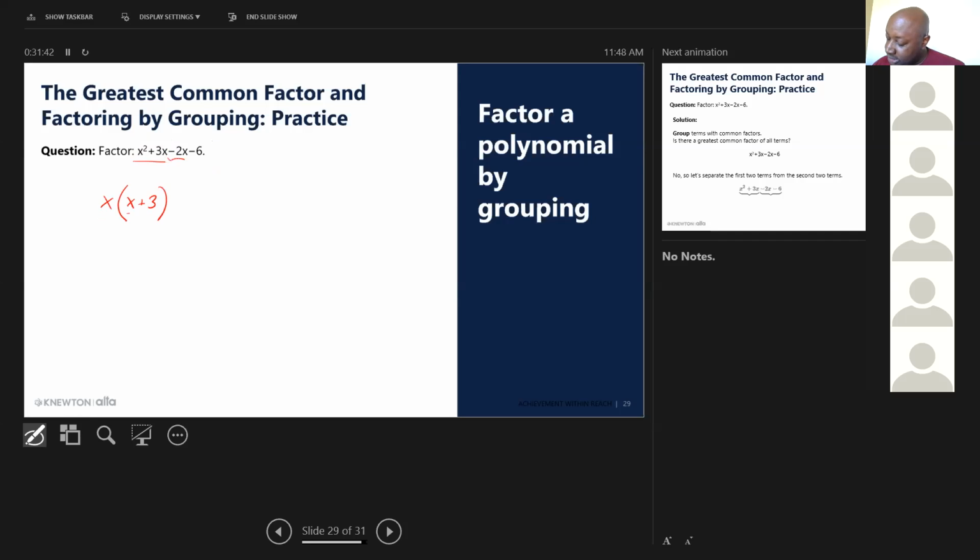Now for the minus 2x minus 6, I can factor out a negative 2, parenthesis, and negative 2 times what gives me negative 2x? Well, just x. And then negative 2 times what gives me negative 6? It's positive 3.